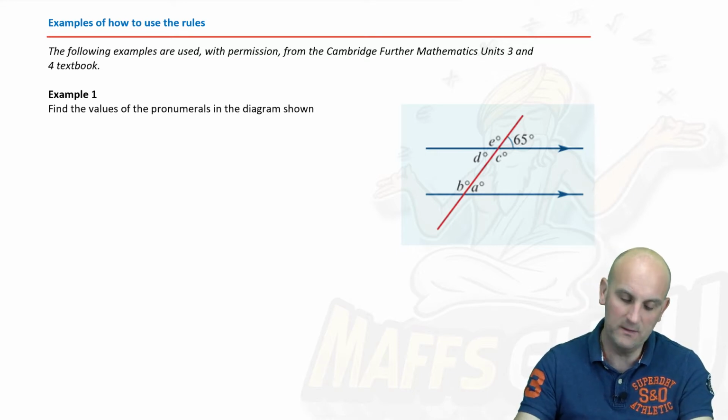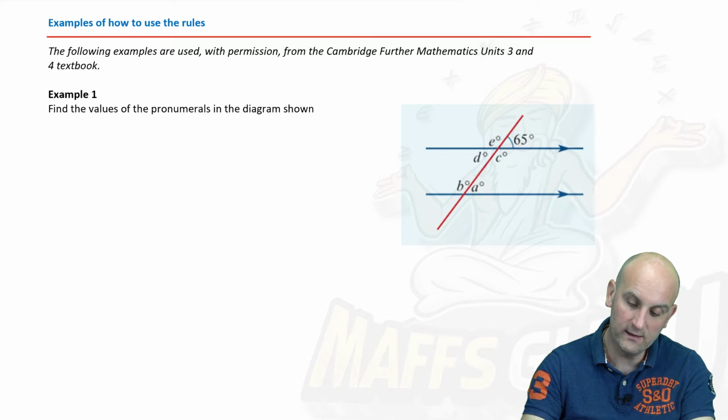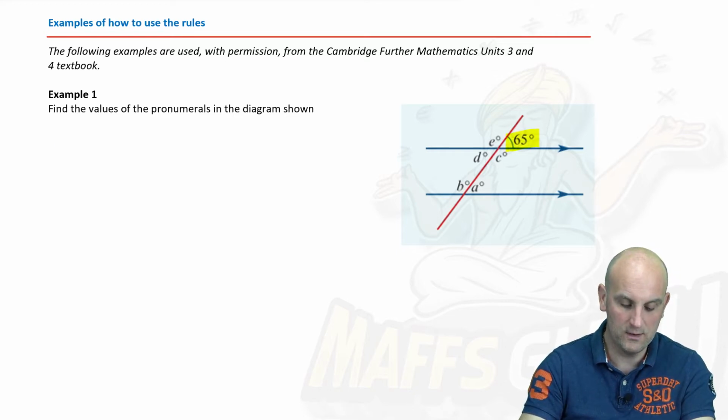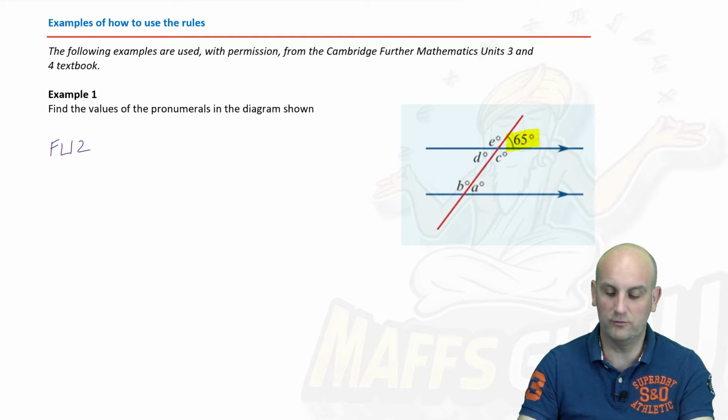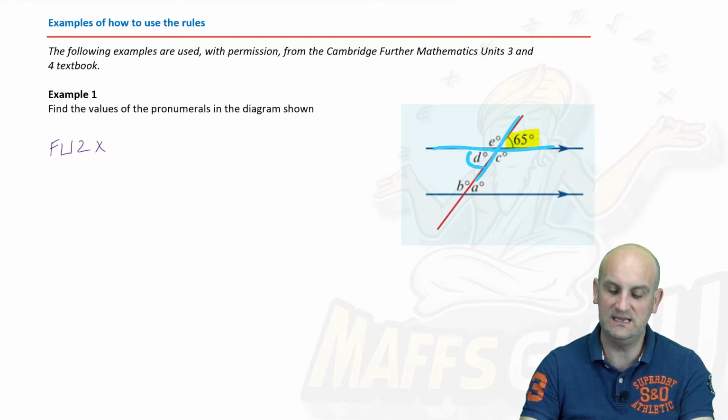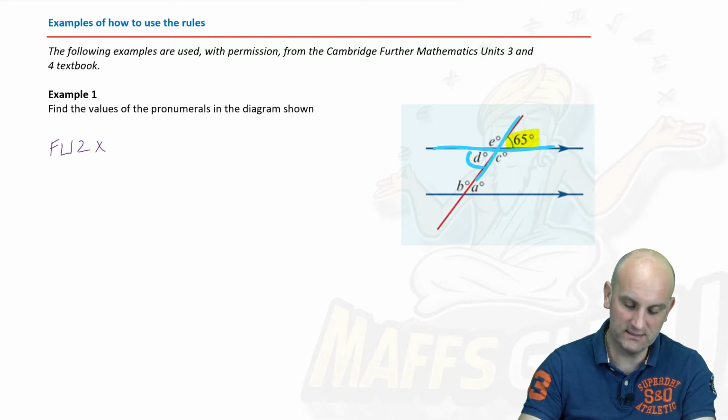Well, there's my diagram. They've given me one angle here, 65 degrees. And I'm going to start looking for F, U, Z, and X rules. Well, as it turns out, I can see I've got an X in here. And so I now know that that angle D has got to be 65 degrees. So I'm going to write down A, B, C, D, and E. And I know that angle D was equal to 65 degrees. Let's rub that out and let's stick with my reference angle there.